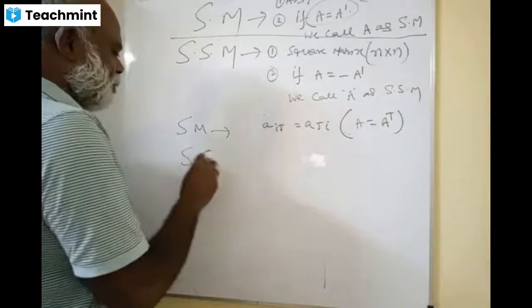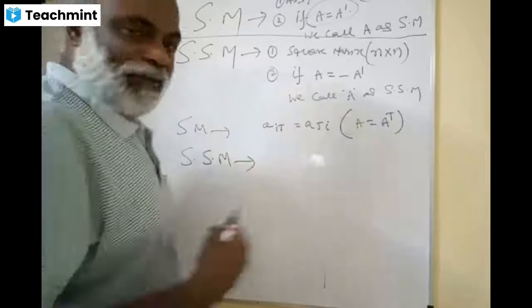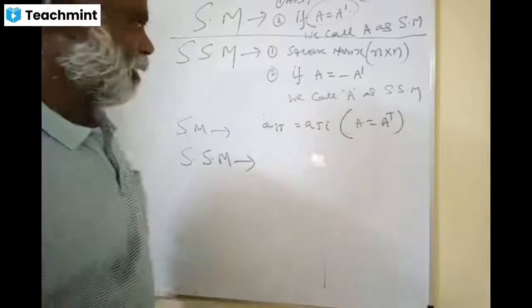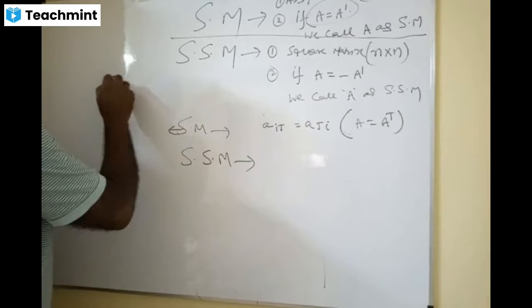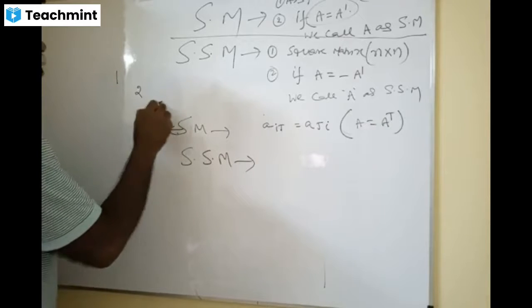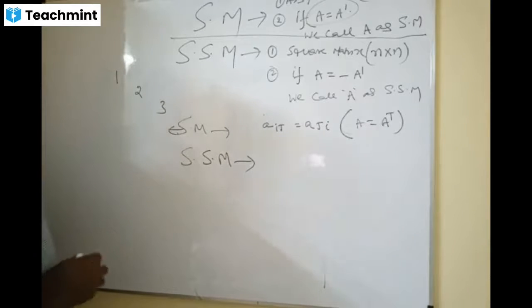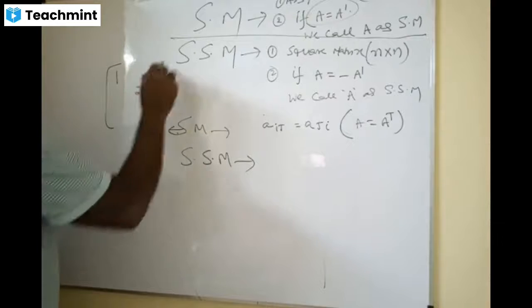What about the skew symmetric matrix? In this one we need to tell a few things now. If I translate this into a matrix, 1, 2, 3, the diagonal elements. Diagonal elements.